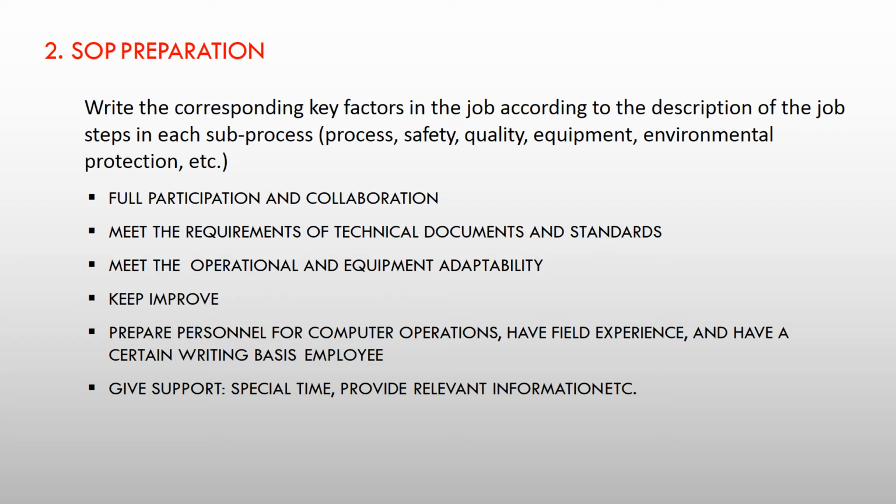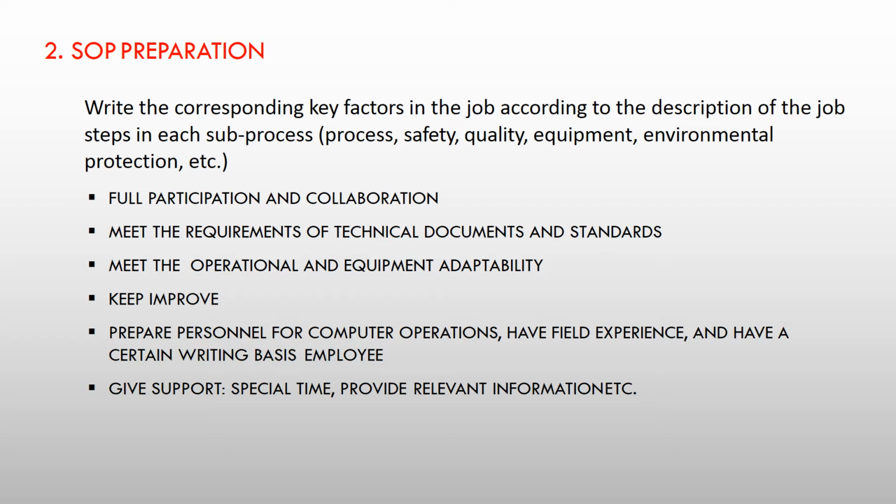Key factor. When we need to describe the key factors, we need to write them according to the description of the job in each sub-process. For example, we need to see process, safety, quality, equipment, environmental protection, all that. In that, we need to follow this detailed description.